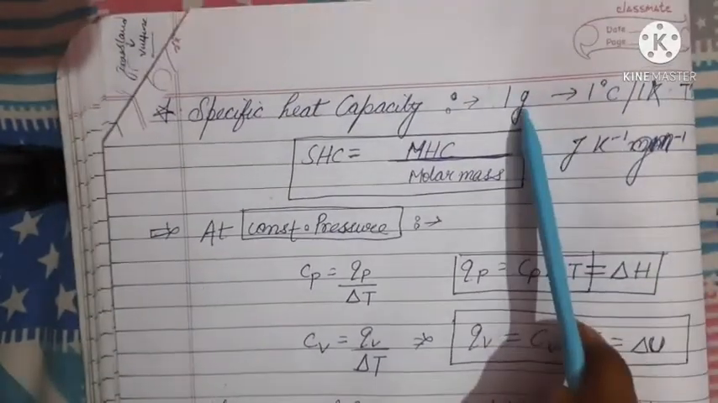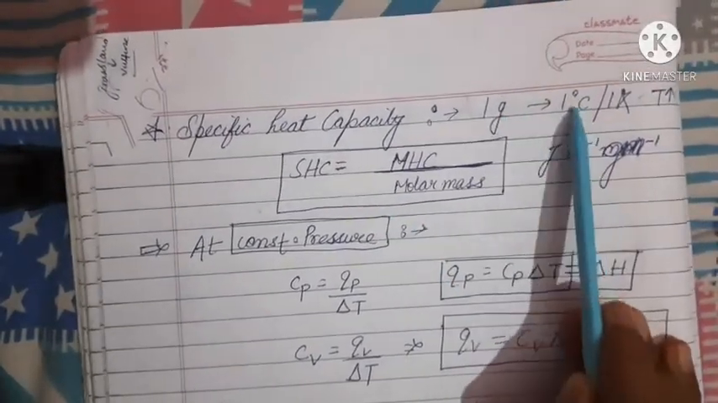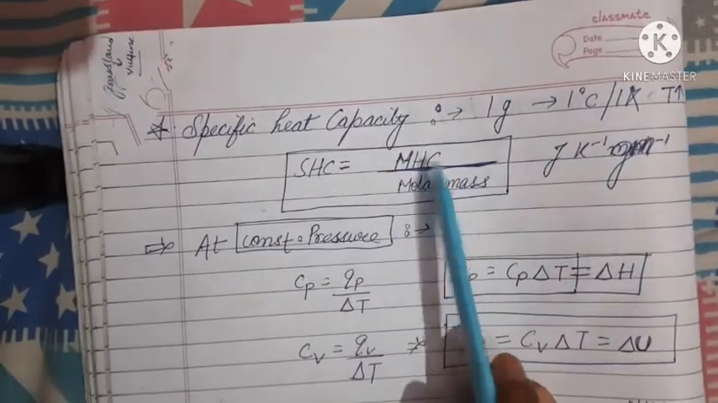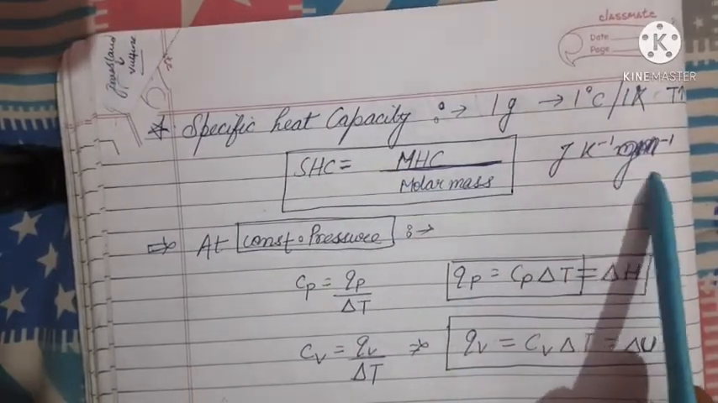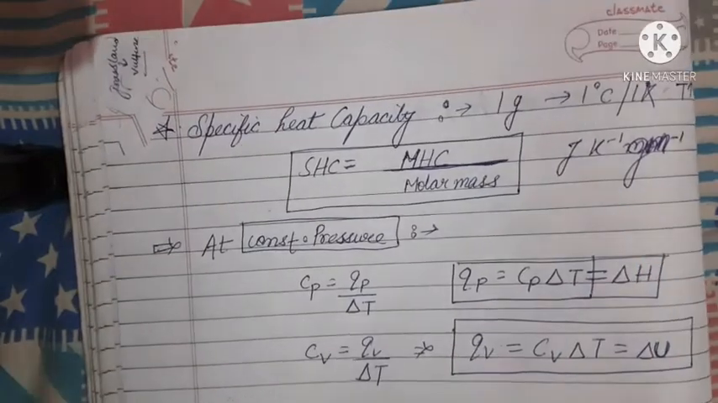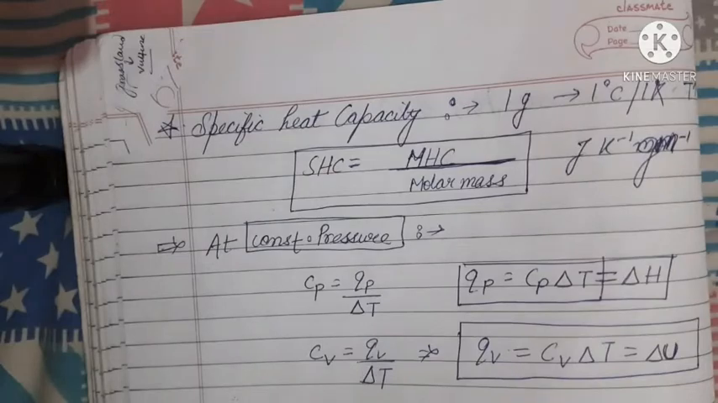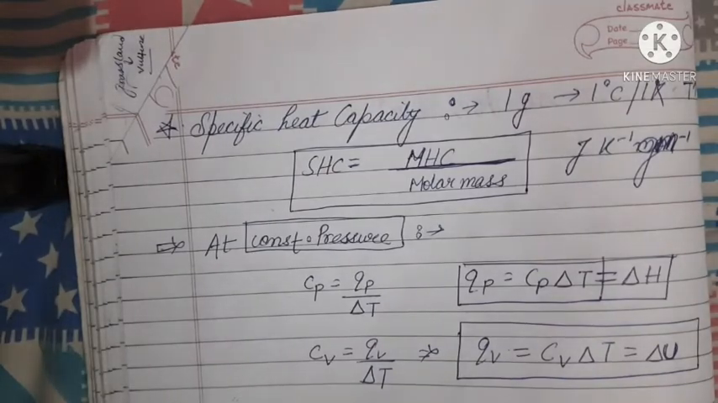Specific heat capacity. 1 joule, 1 gram, 1 degree Celsius or 1 K temperature increases. Specific heat capacity equal to molar heat capacity upon molar mass. Joule per K per gram. At constant pressure, Cp equal to Qp by delta T. Qp equal to Cp delta T equal to delta H. Qv equal to Cv delta T equal to delta U.